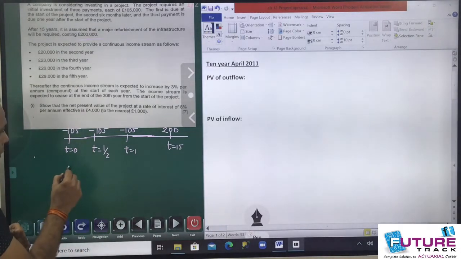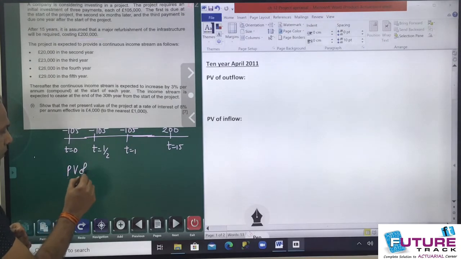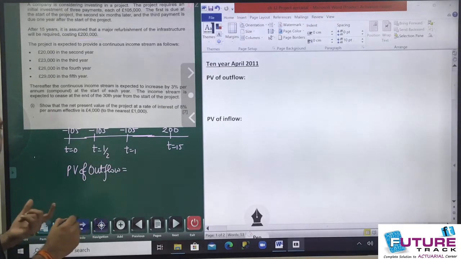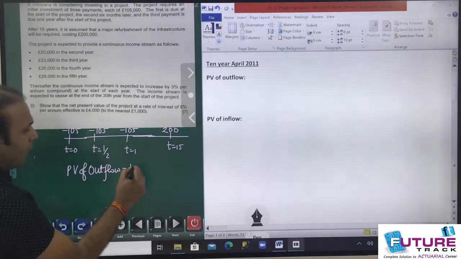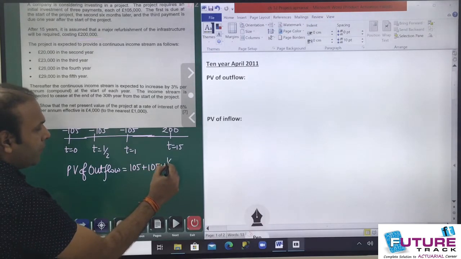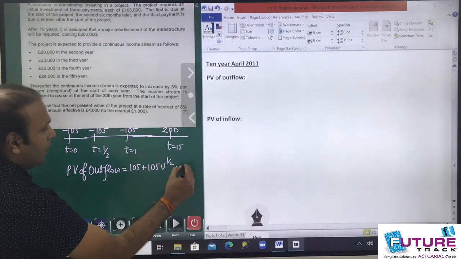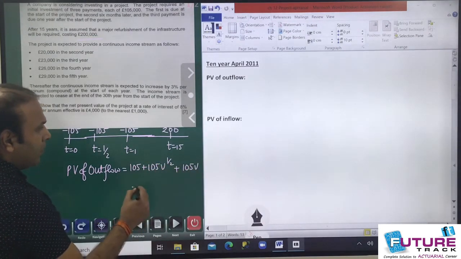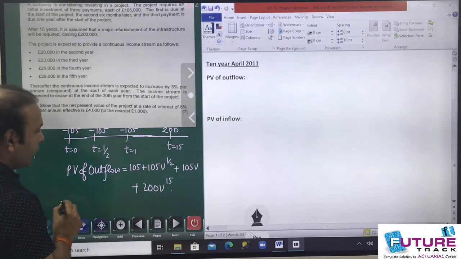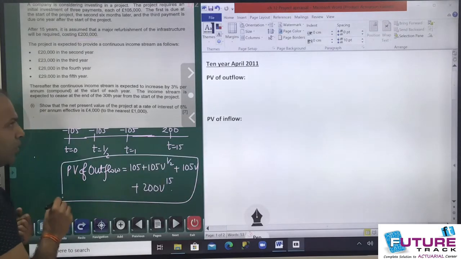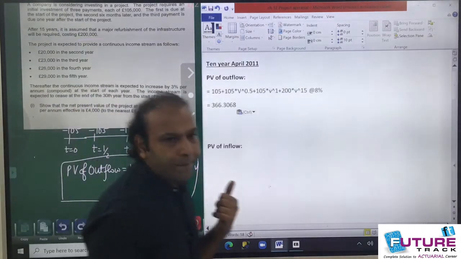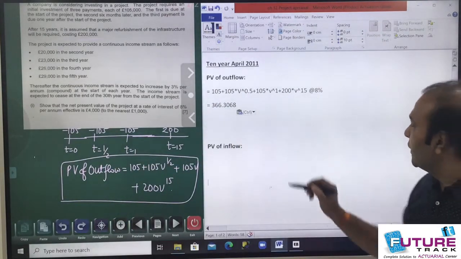So what is my equation of present value of outflow? If I write in normal paper and pencil, I write 105 plus 105 v to the power half plus 105 v plus 200 v raised to power 15. So this is my equation in normal form. Let's see how we write it in Word. See class, this is my equation in Word.